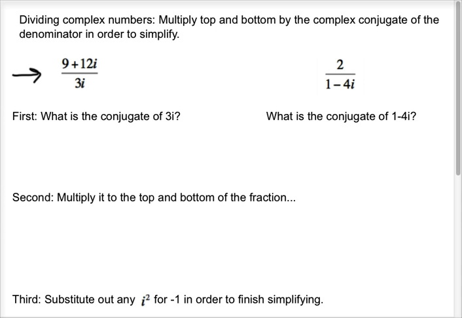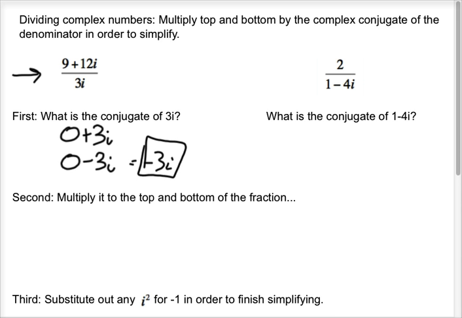Now, 3i is really 0 plus 3i, correct? So if we want the complex conjugate of that, again, the complex conjugate means you flip the sign of the imaginary part. All right, so instead of 0 plus 3i, its complex conjugate would be 0 minus 3i. So really, the complex conjugate is going to be a negative 3i in this case.